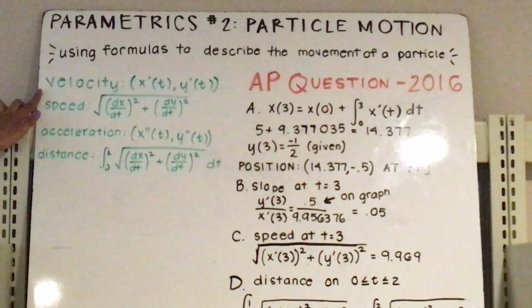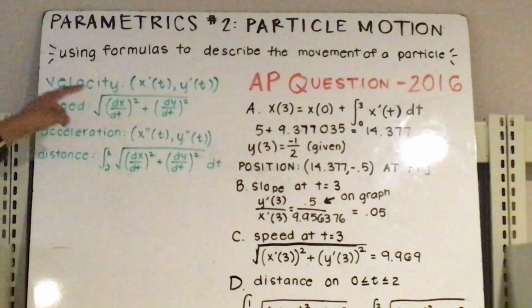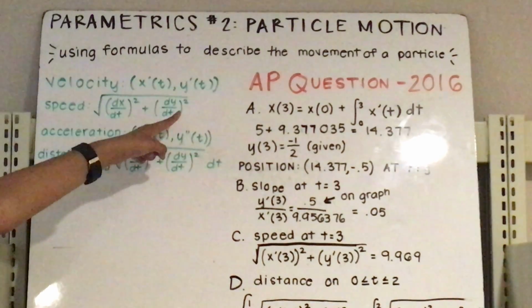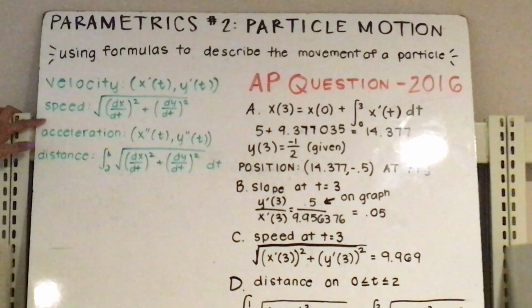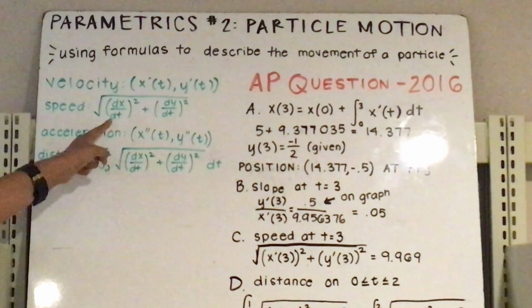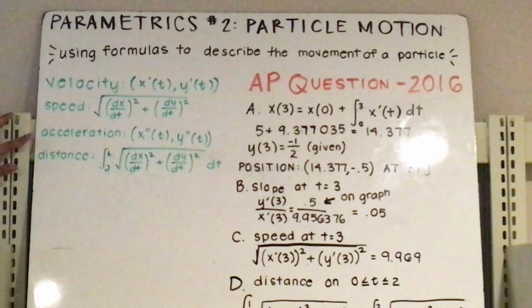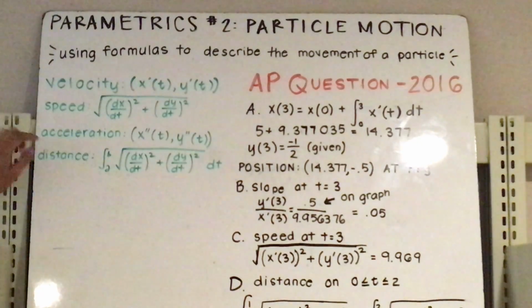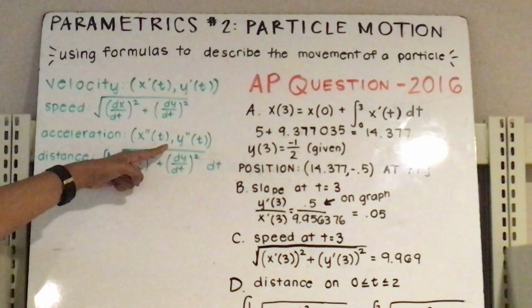So the first one's velocity. Velocity is just the derivative of your position equation, so that's x prime of t and y prime of t. Speed is just the distance formula, so no integral. So just the square root of (dx/dt) squared plus (dy/dt) squared. Acceleration is the second derivative of position or the derivative of velocity. So that's x double prime of t, y double prime of t.